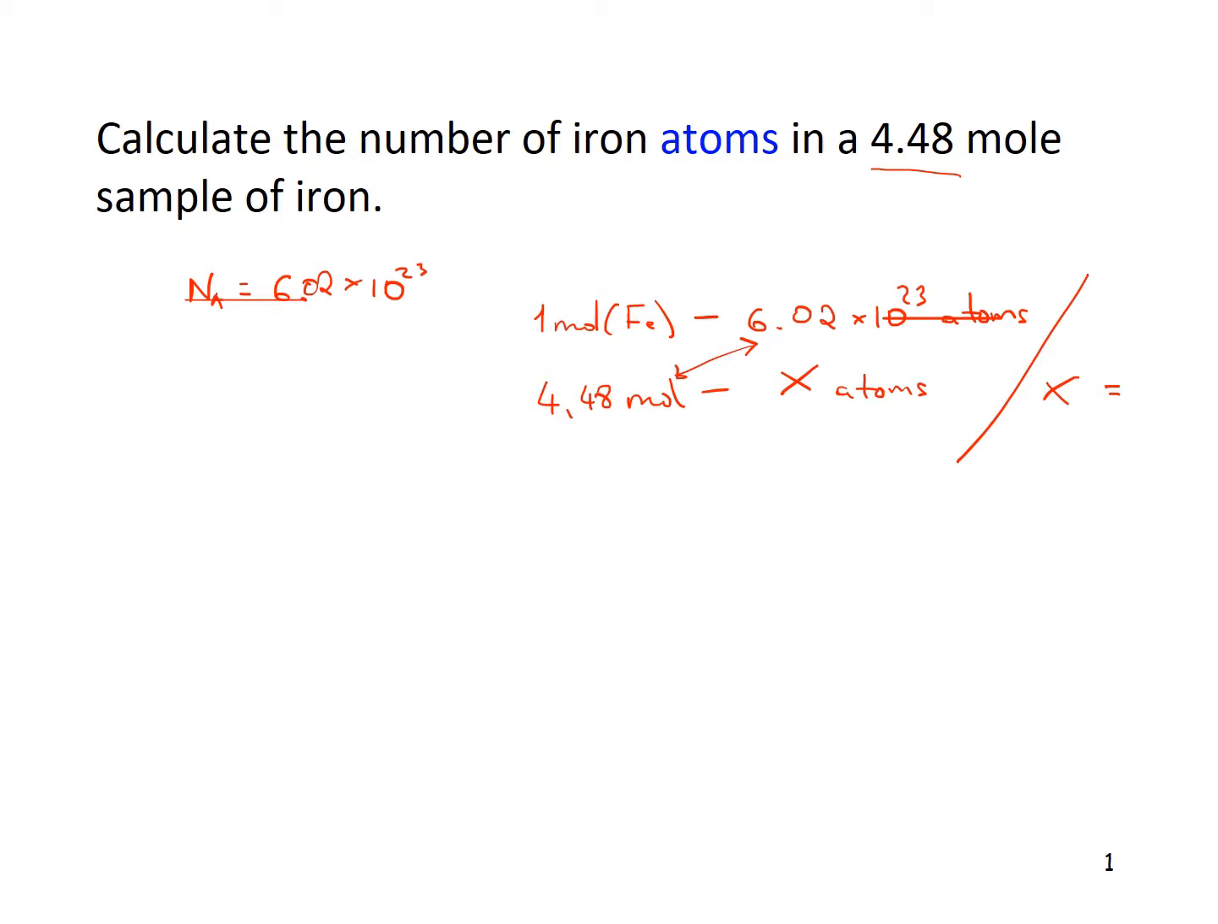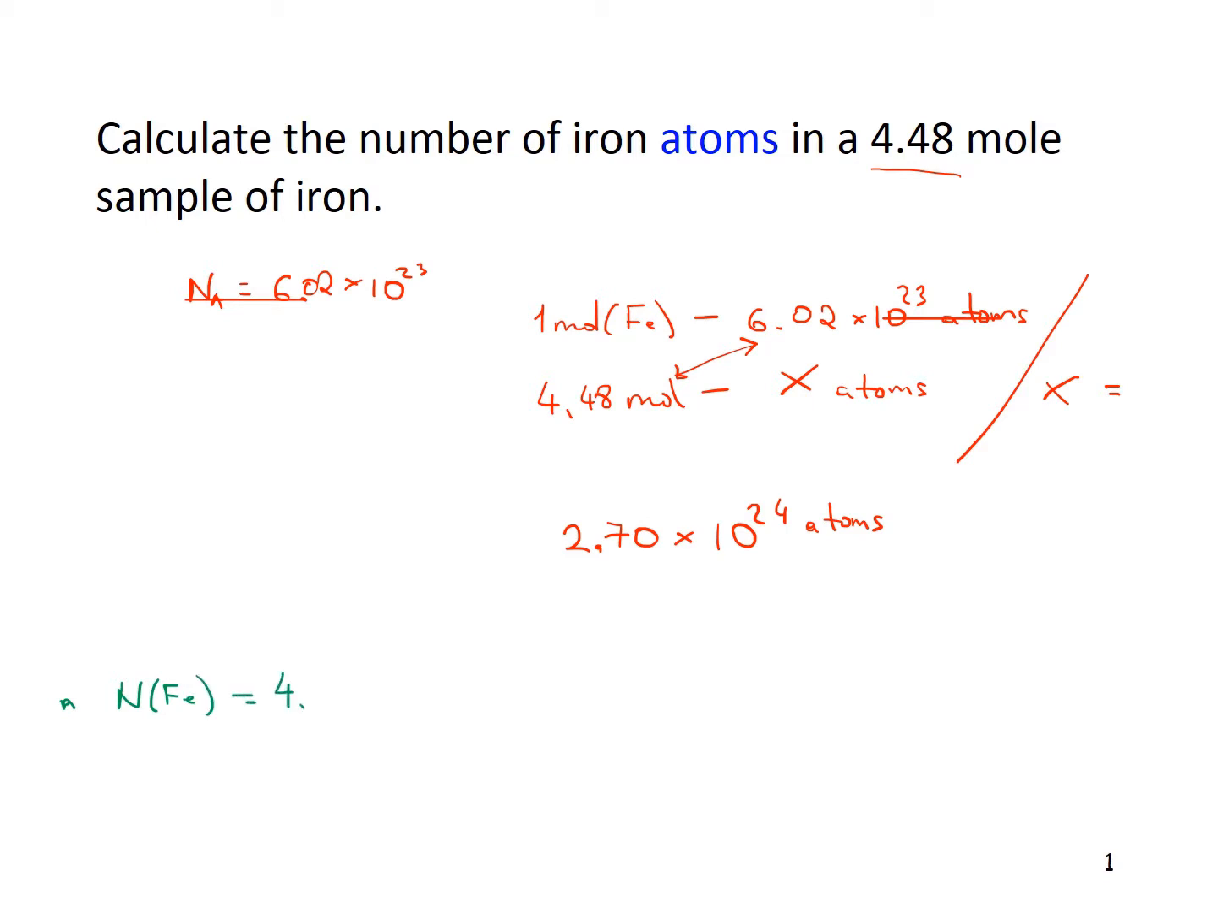So if we multiply these two, we have 6.02 times 10 to the 23rd times 4.48. And so that's 2.7. I'll keep the significant figures here as they are, so I have 3 significant figures. 2.7 times 10 to the 24 atoms. That's how you can find the number of atoms in a sample that is given in moles.